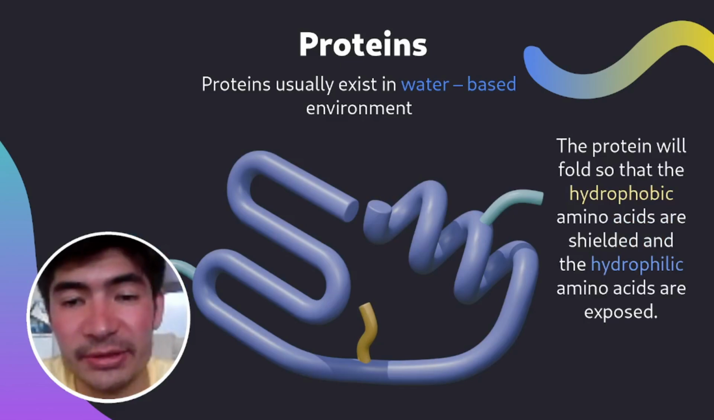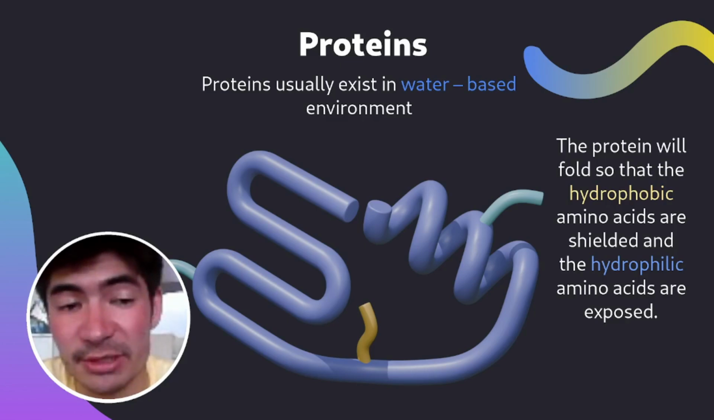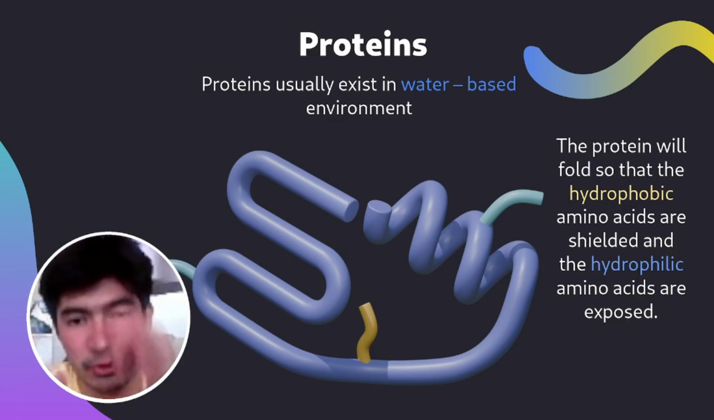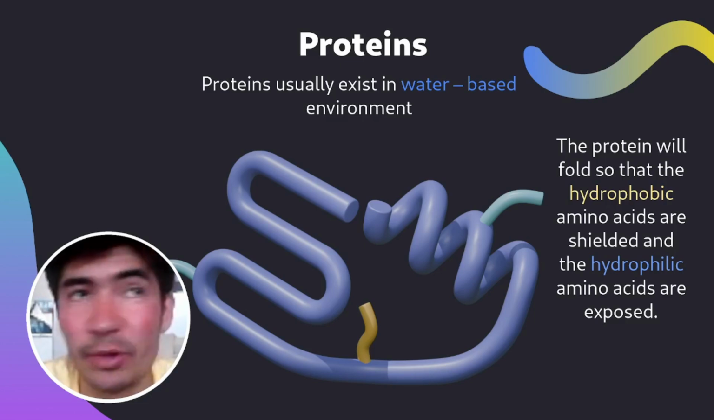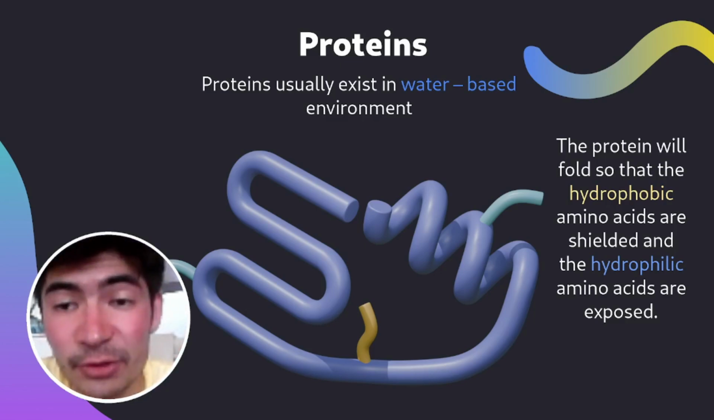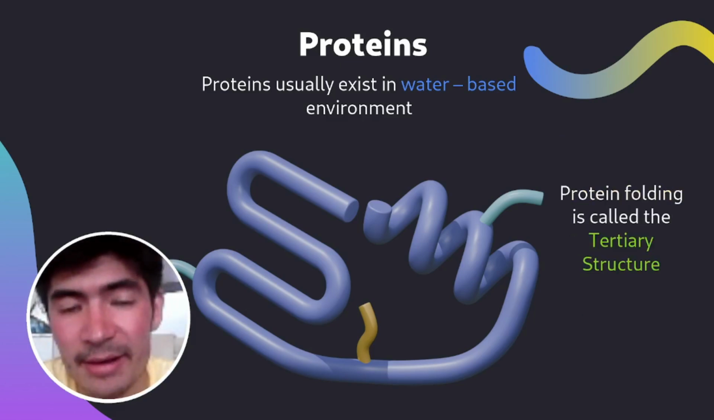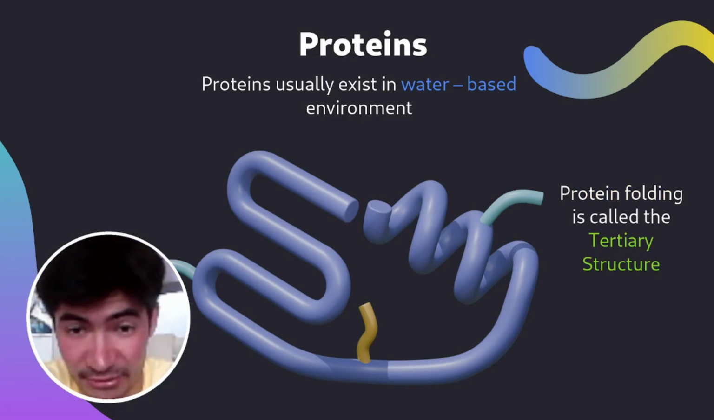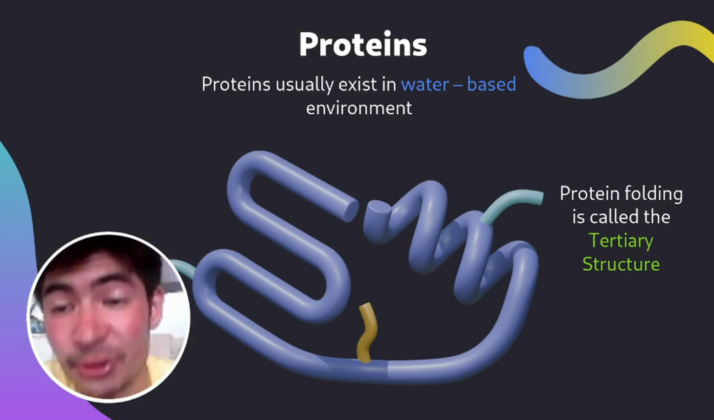Well, it will fold onto itself like this so that the hydrophilic amino acids are exposed to the water and the hydrophobic amino acid is shielded. It's going to crumple around the hydrophobic amino acid because the hydrophobic amino acid doesn't want to be around water. So the protein is going to protect the hydrophobic amino acid. The hydrophilic ones do want to be with water, so those are going to stay exposed. This is called protein folding, and when the protein tries to protect the hydrophobic amino acids and expose the hydrophilic amino acids, that's called the tertiary structure.